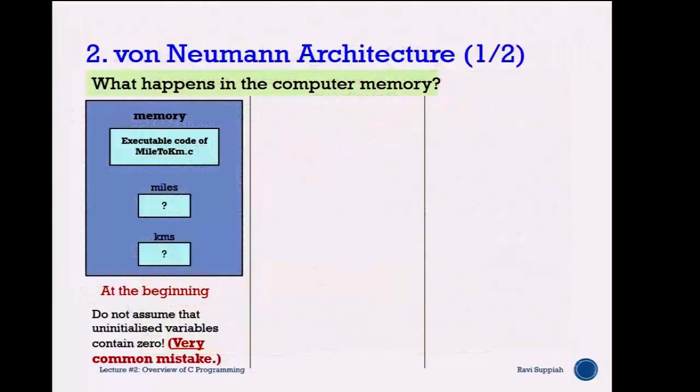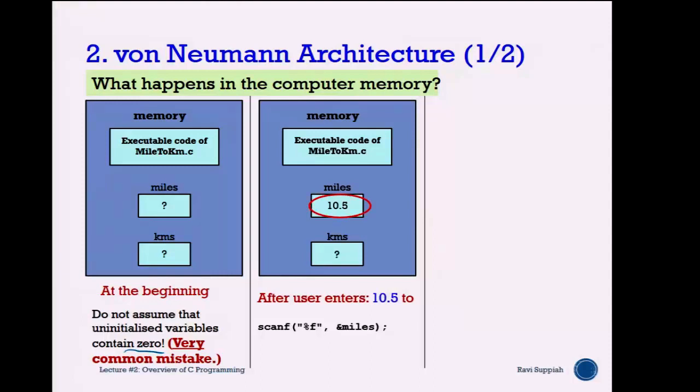In terms of computer memory, one of the important things, again a common mistake, is the initial value before we do anything. Do not assume that they contain zero. Sometimes, yes, every time I declare and print it out, it always says zero. Maybe that is the case, but you cannot assume it's going to be zero. So the initial value is always a question mark. We cannot say what the initial value is.